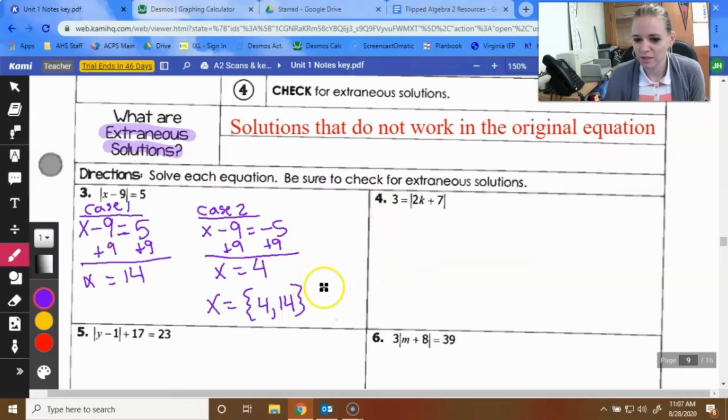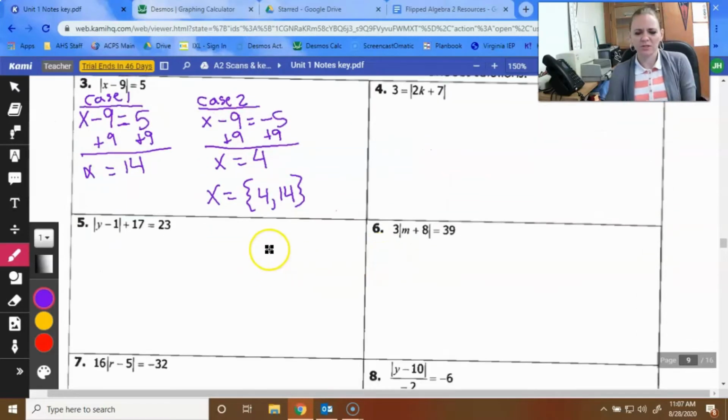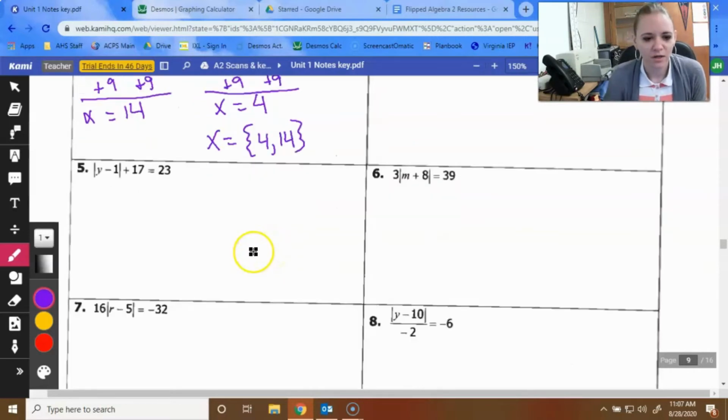Alright, I'll let you do this one later. We're going to practice. I'm going to do a few with you together, and then I'll let you practice the others after a certain time. Let's look at number 6.